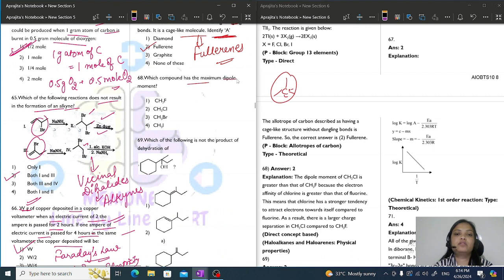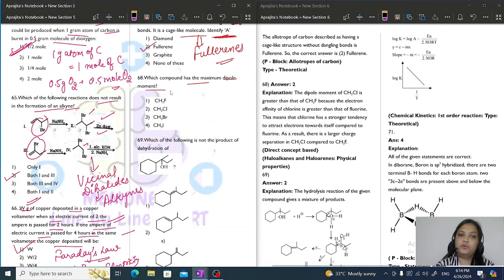Next is, which compound has the maximum dipole moment. Here we have methyl fluoride, chloride, bromide and iodide. We know that fluorine is more electronegative than chlorine, then bromine and then iodine. Dipole moment is denoted by mu. It is the product of the charge and the distance between the positive and the negative charge. So, amount of charge into distance. Since fluorine is most electronegative, we might say CH3F has maximum dipole moment.